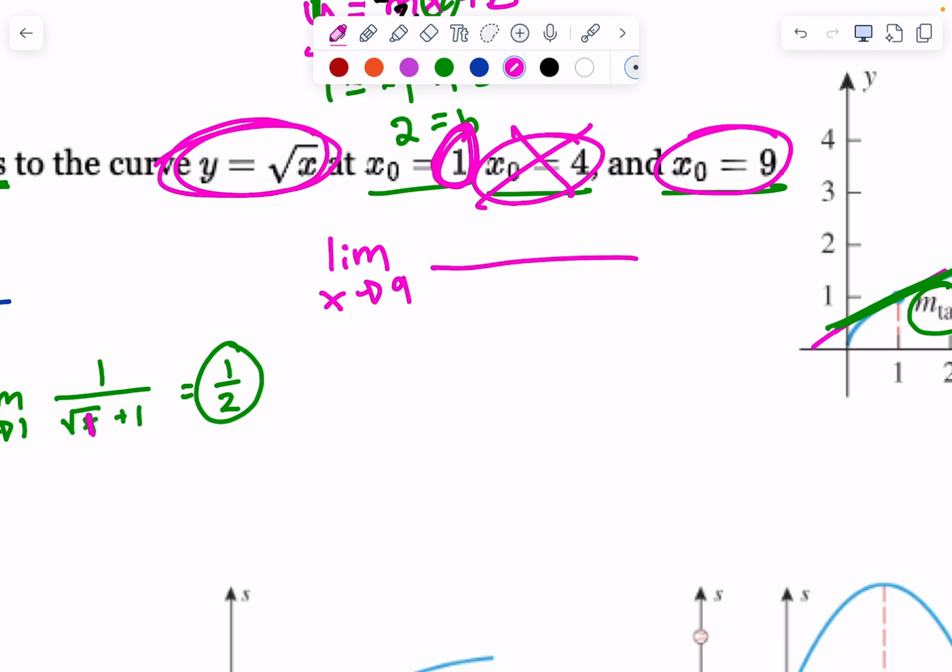What's f of x going to be? The square root of x. What's f of x not? The square root of 9, right? So 3.